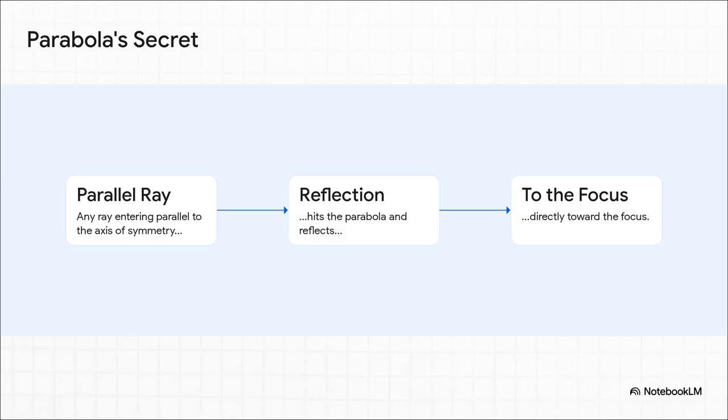So here's the secret. Take any ray. Could be a ray of light, a sound wave, a radio signal, whatever. As long as it comes in parallel to the parabola's main axis, it will hit that curve and bounce directly to that one special point, the focus. It's like a magnet for parallel rays. Every single ray, every single time.